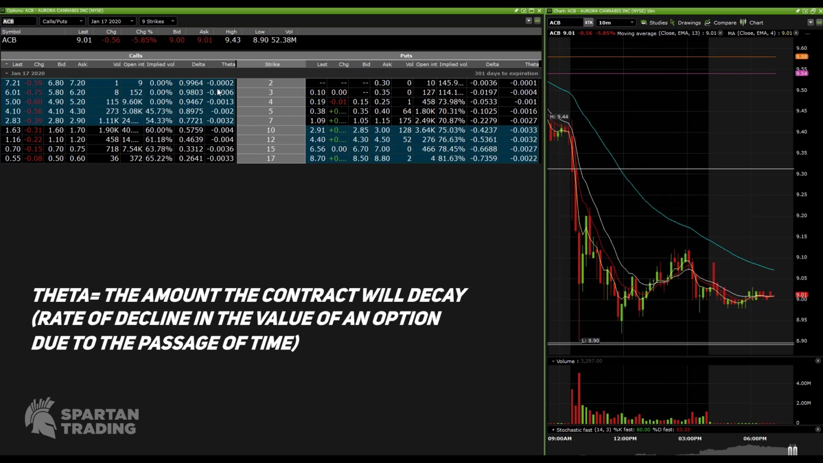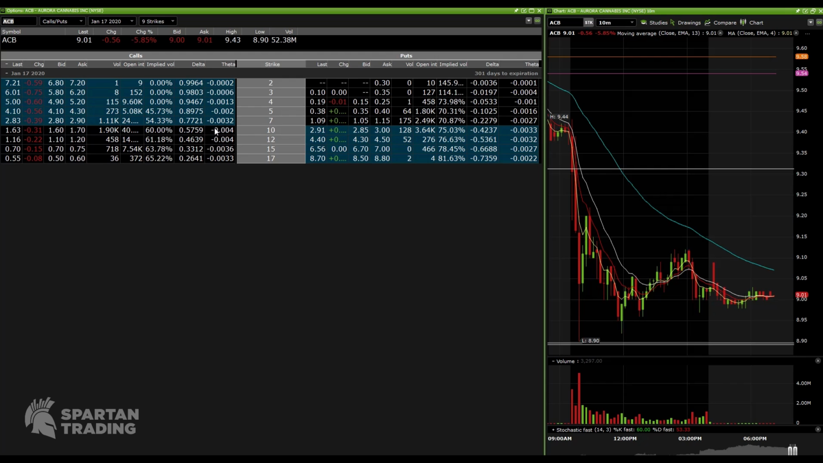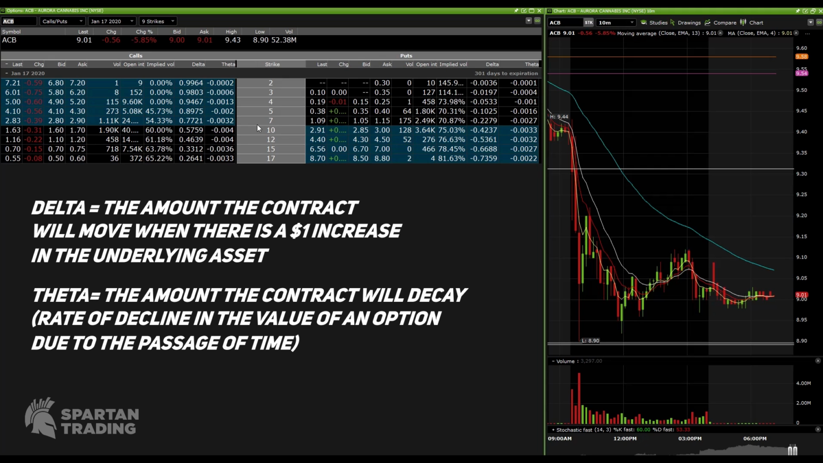Now, the theta, on the other hand, is the amount that an option contract will decay. So the value of the contract is worth, at this point, $2.83. So every single day closer to expiration, which is January 17, 2020, the contract will decay in value by 0.0032. It's important to understand the theta and the delta when you're picking your contracts because you need to understand what contract makes sense in terms of the price and that delta for what you're trying to do with the underlying asset, which in this case is ACB.